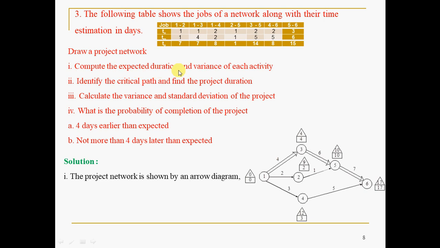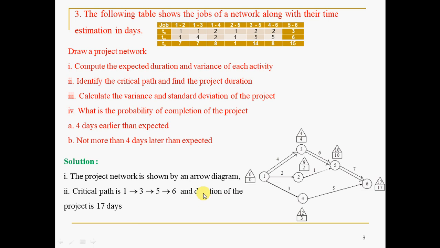Then compute the expected duration and variance of each activity. We have discussed the formula or equation to compute the expected time. Let us see that. Critical path, you can identify before that. Critical path you can identify straight away. There are 2 ways of identifying the critical path.